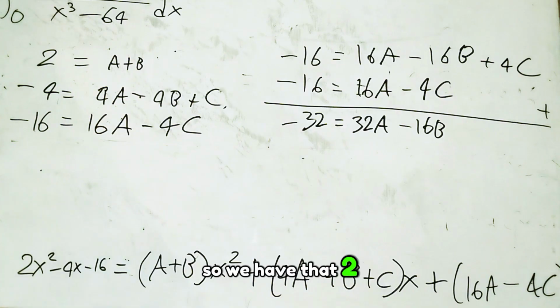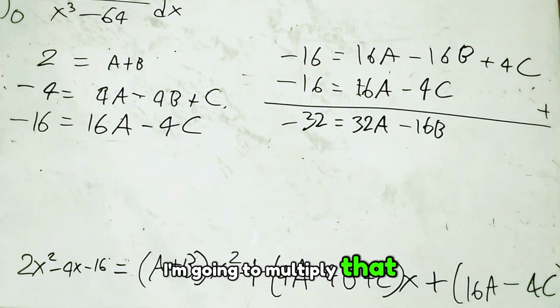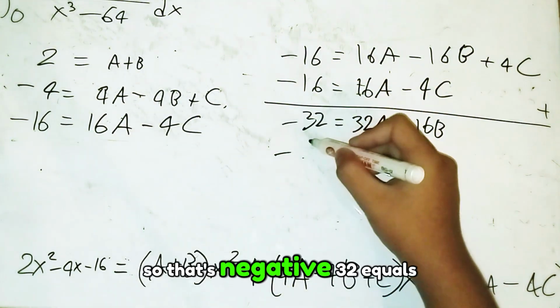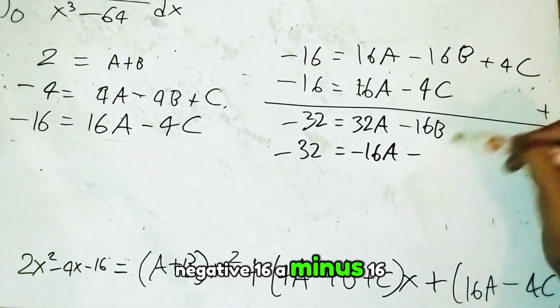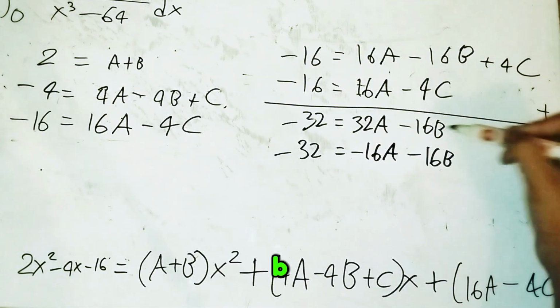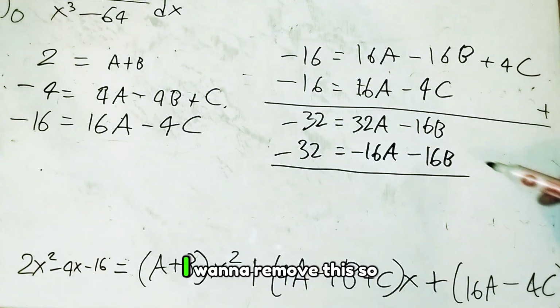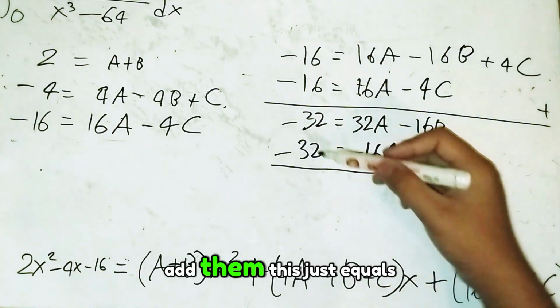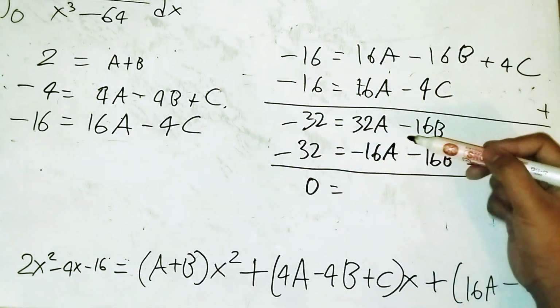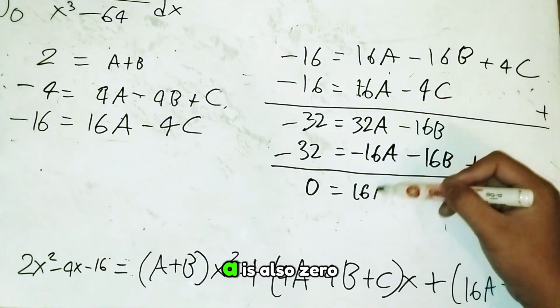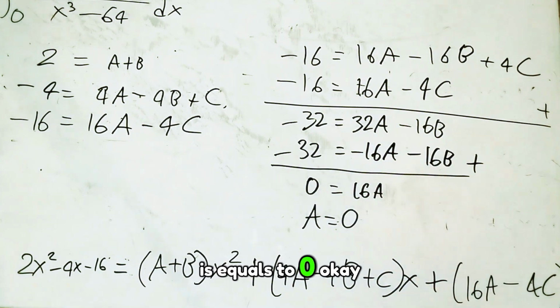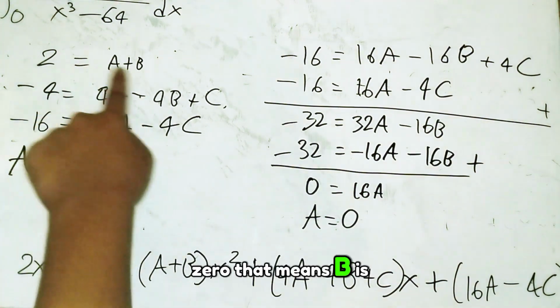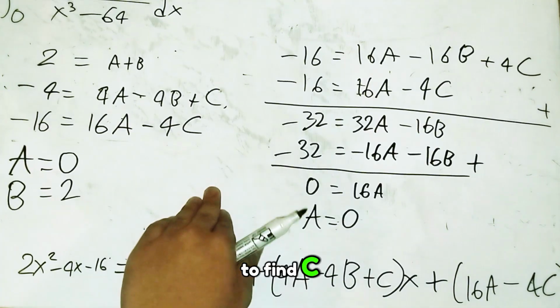So we have that 2 equals a plus b. I'm going to multiply that by negative 16, so that's negative 32 equals negative 16a minus 16b. I'm gonna remove this, so I add them. This equates to 0. This one is just 16a. This is also 0. So we know that a is equal to 0. Okay, if we know a is 0, that means b is 2. And then now we need to find c.